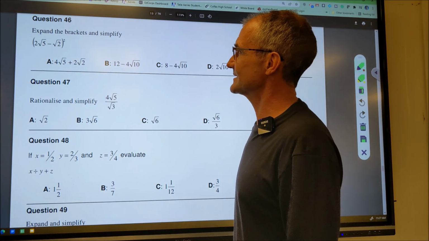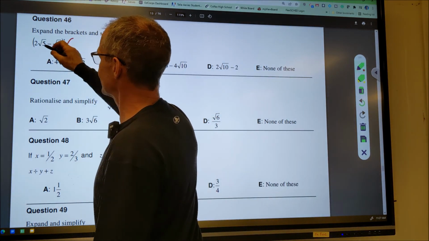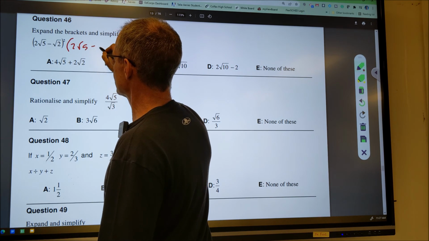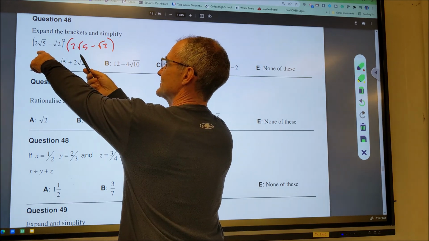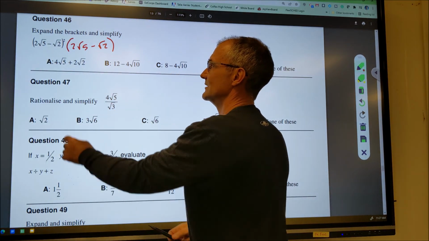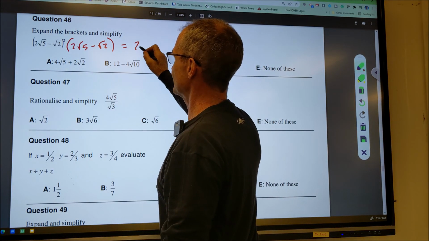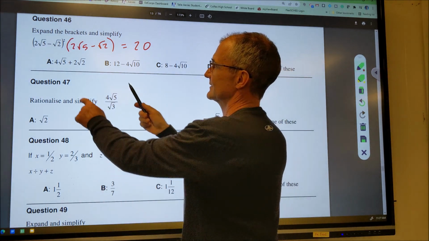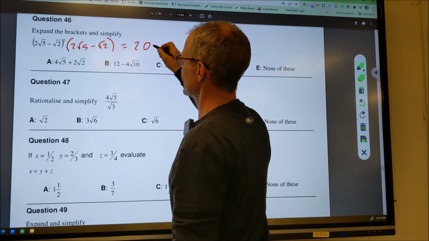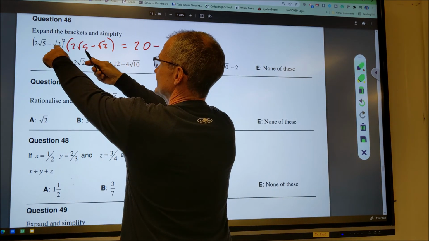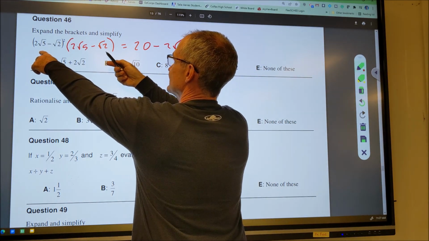Okay, number 46, this whole quantity squared means this whole quantity times itself. So I have 2 root 5 minus root 2. Then I have to factor that out or FOIL it, where I multiply the first terms together. So 2 times 2 is 4. Root 5 times root 5 is 5. So 4 times 5 is 20. Then my inside terms, minus 2, this is going to be minus 2 root 2 times root 5, root 10, minus 2 root 10.